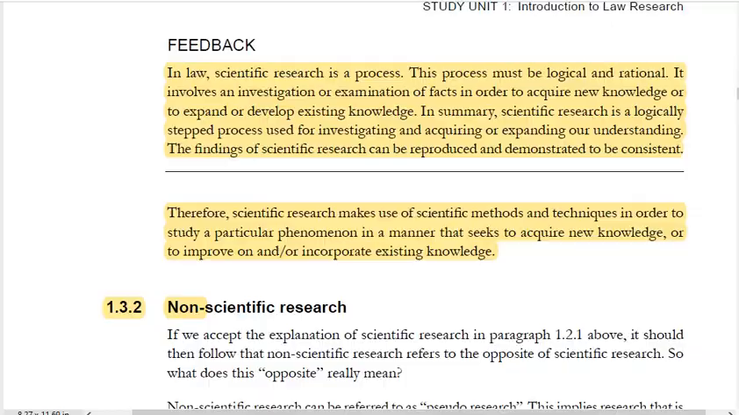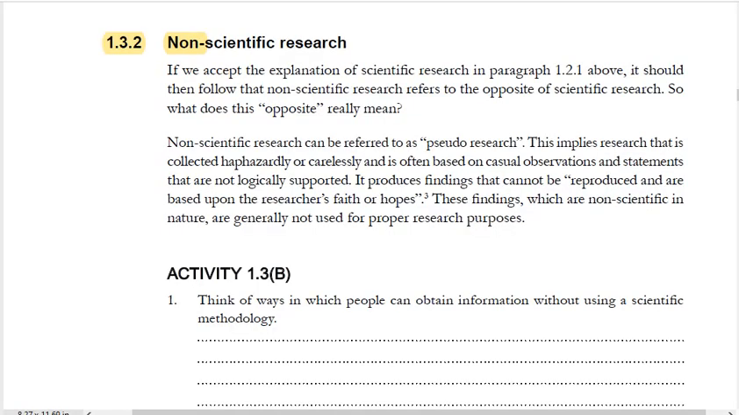Okay, now let us look at the non-scientific research. It says here, if we accept the explanation of scientific research in paragraph 1.2.1 above, it should then follow that non-scientific research refers to the opposite of scientific research. So what does this opposite really mean?